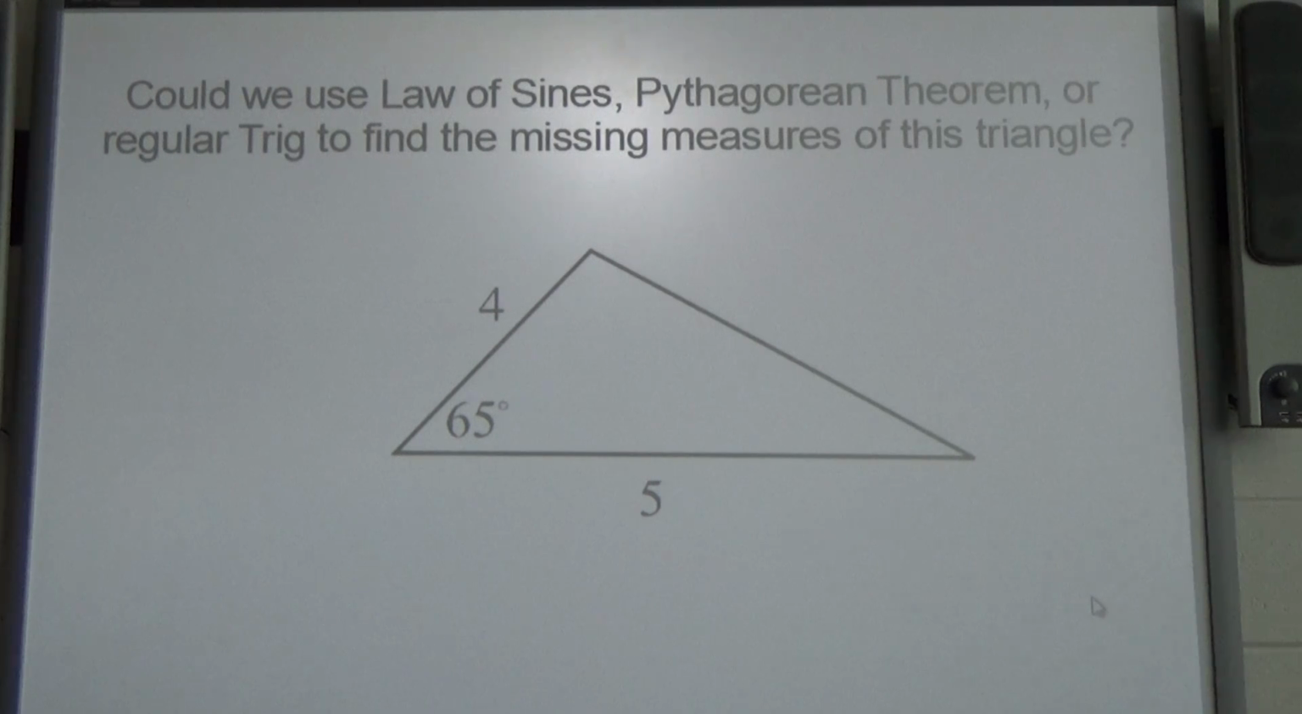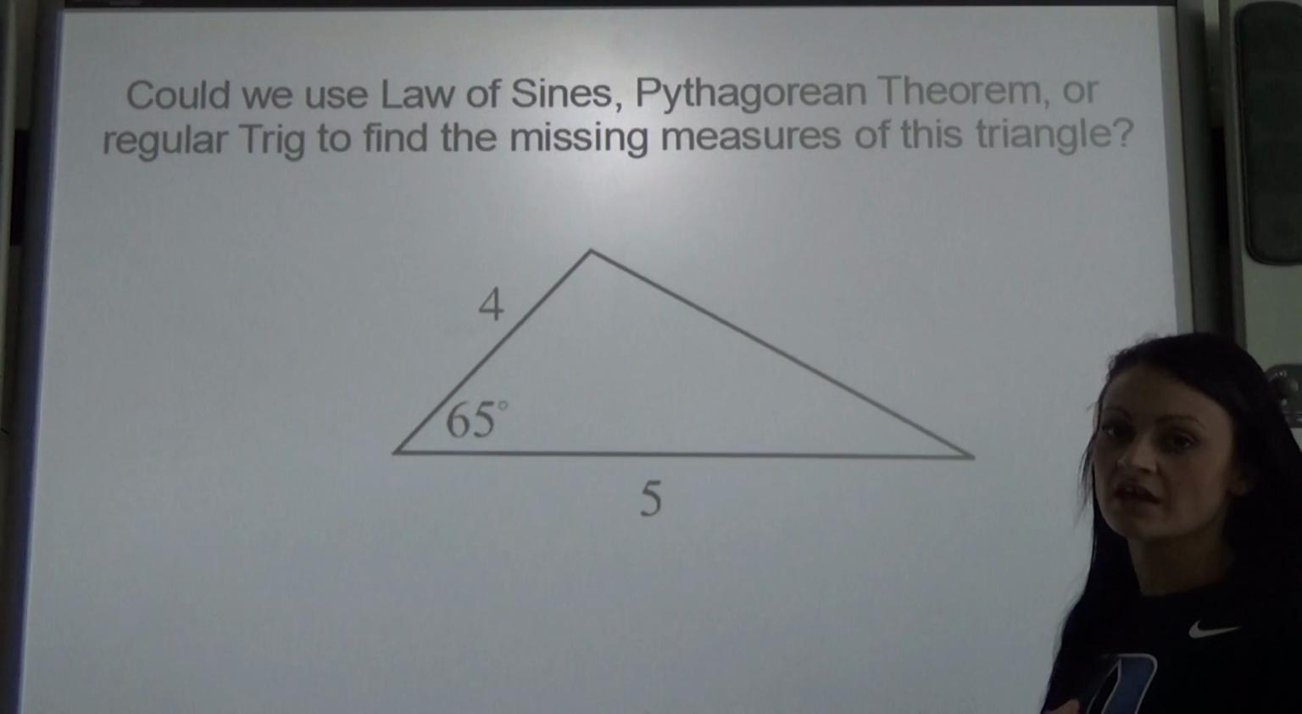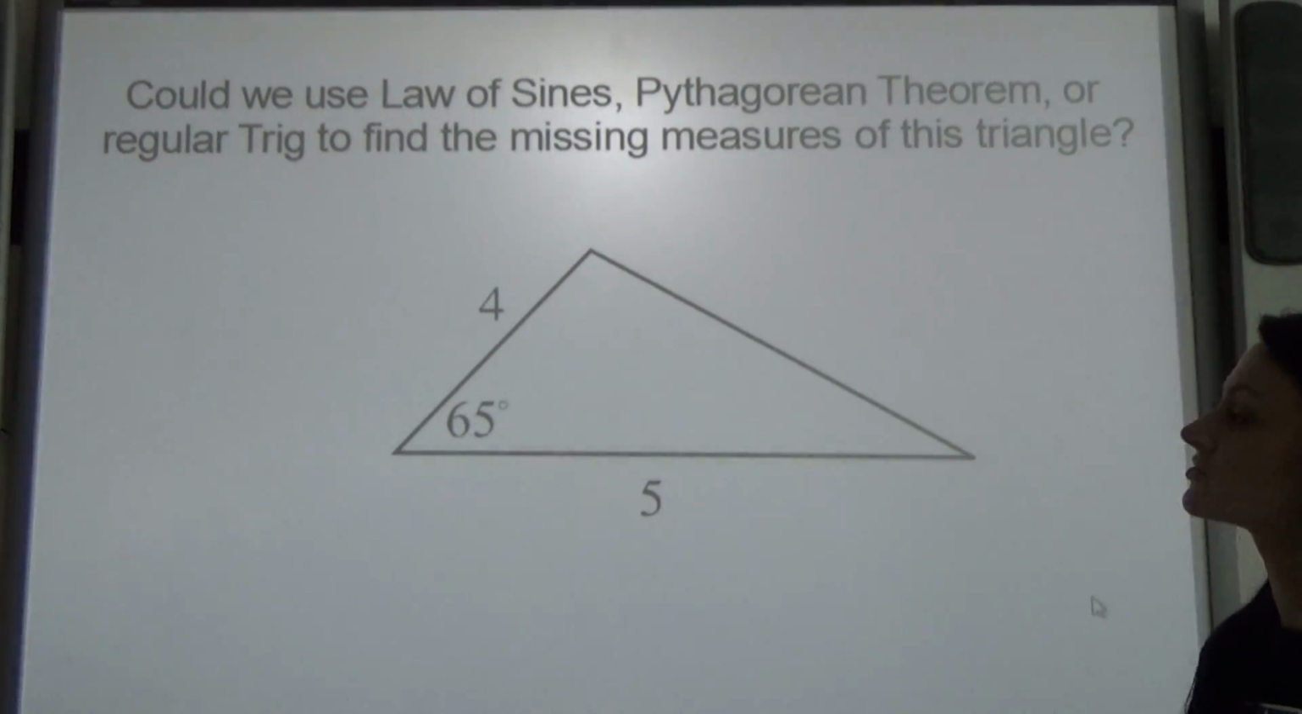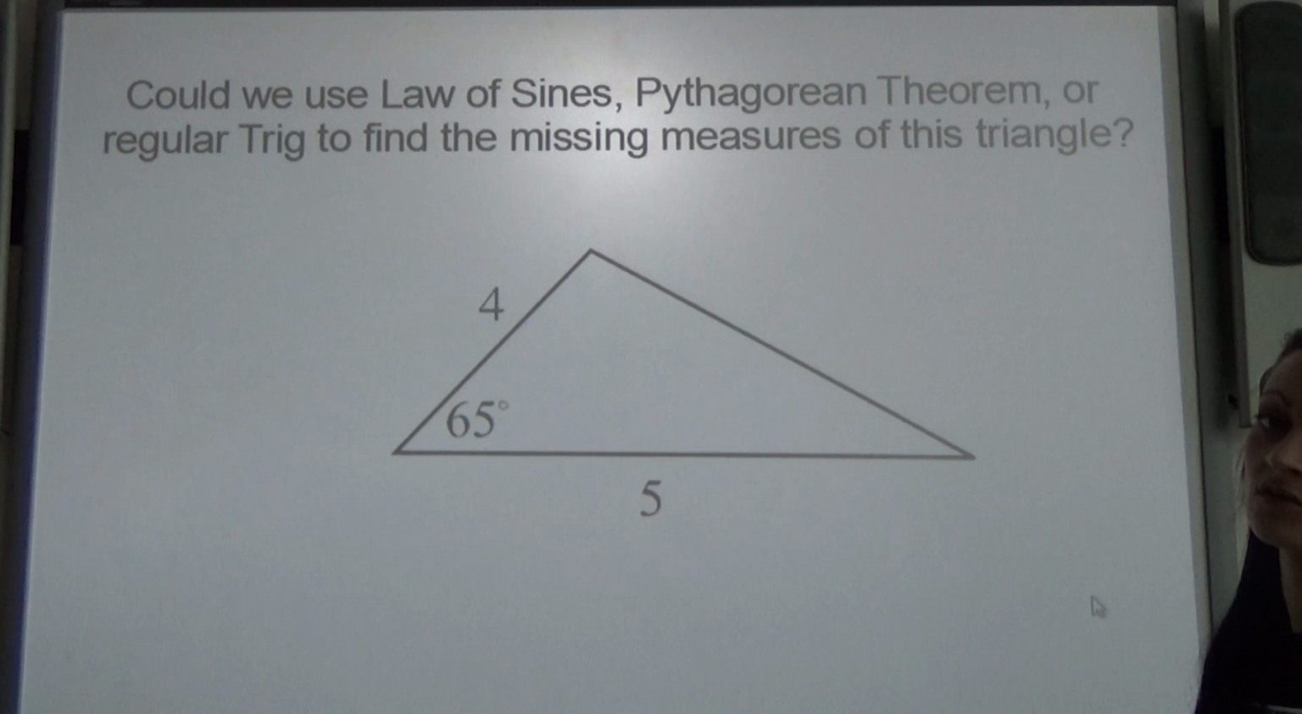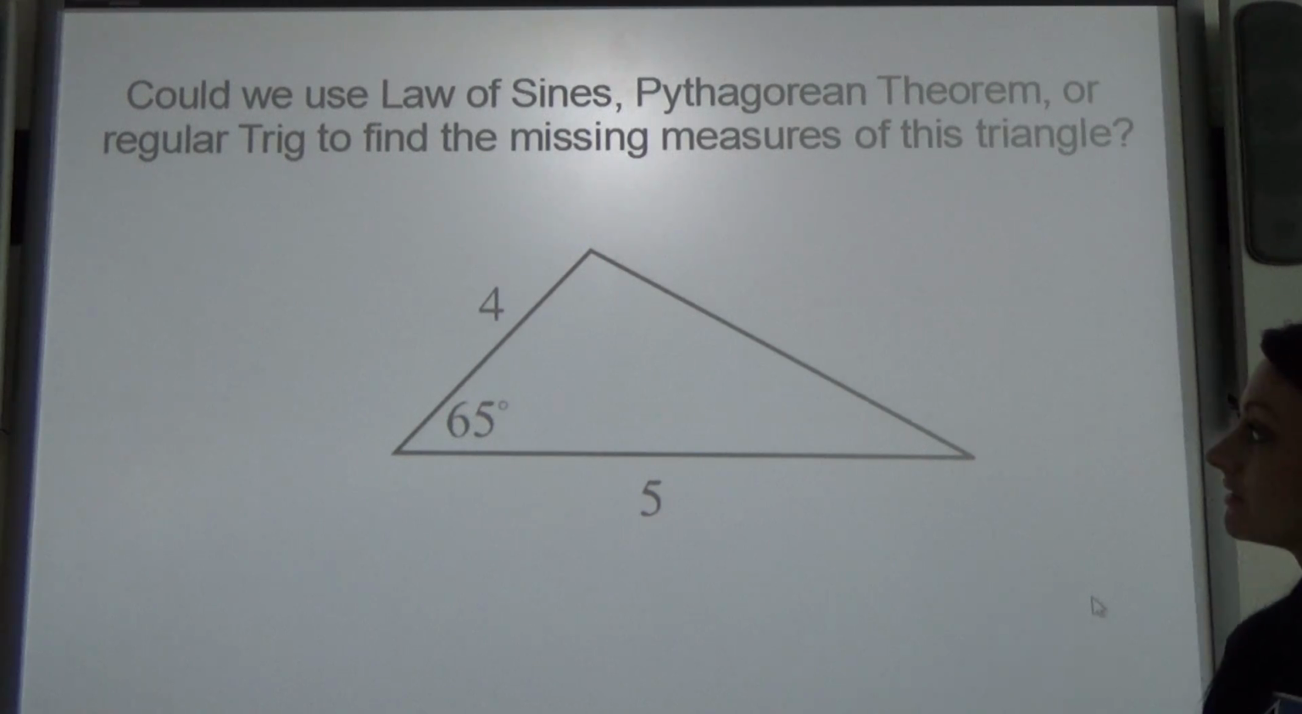So to start this lesson off, I'm going to pose this question to you and see if there's anything that we could use that we've talked about so far in this class to find any of the missing measurements in this triangle. Can't use Pythagorean theorem because I don't know that it's a right triangle. I can't use regular trigonometry because, again, it's not a right triangle, or I don't have enough information to say if it's a right triangle or not.